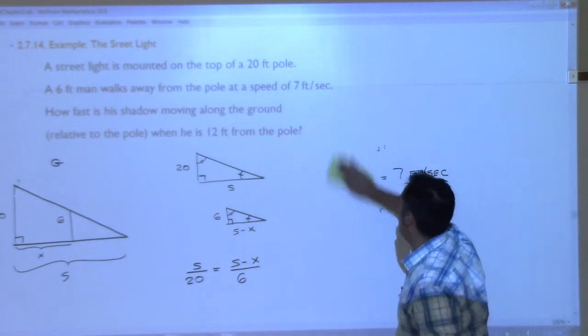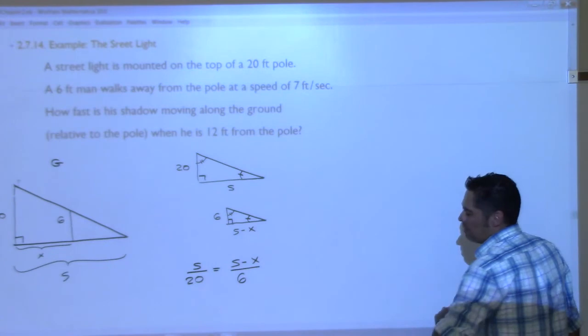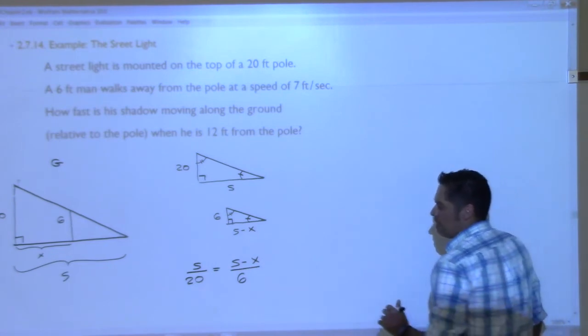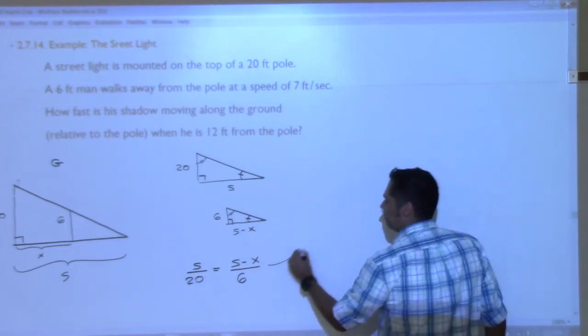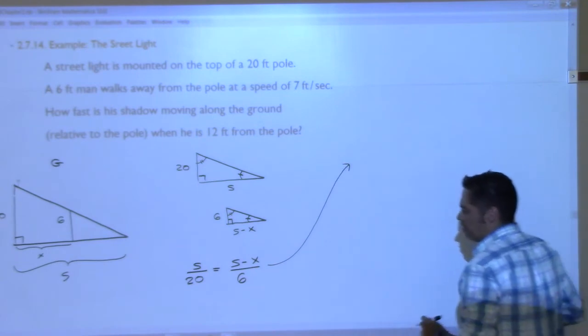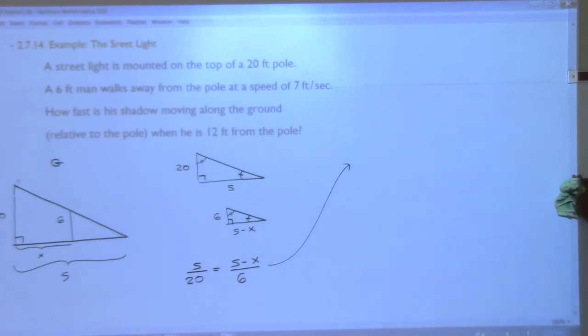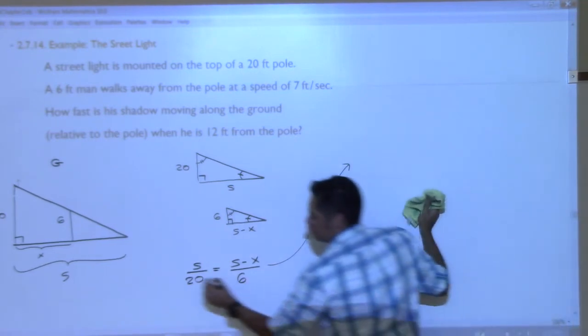I'm now going to start messing with this. I'm not ready to differentiate. I'm going to clean things up a little bit before I differentiate. What is a common denominator? Do we have one? 120, right? I'm trying to clear the fractions. If I multiply both sides by 120. You could actually go lower. 60? Yeah.